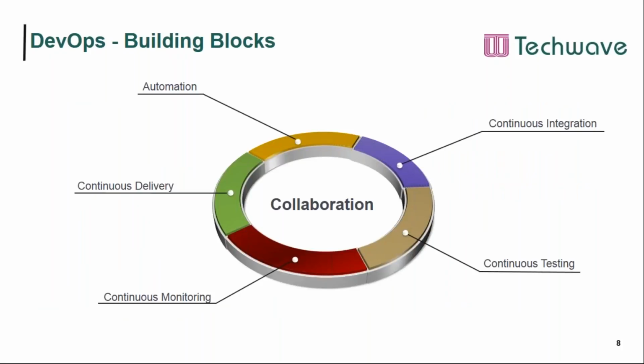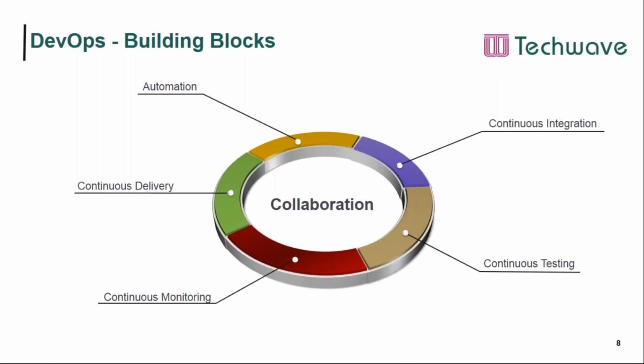So, like all cultures, DevOps has many variations on the theme. And the most important capabilities which are common to virtually all DevOps cultures are automation, continuous integration, continuous delivery, continuous testing, continuous monitoring, and most important, collaboration.